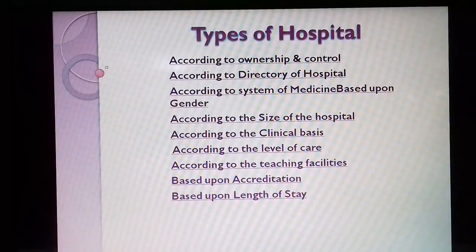Next is based upon accreditation. Hospitals can be accredited hospitals, meaning quality accreditation, or non-accredited hospitals. And based upon length of stay, hospitals can be acute care hospitals or chronic care hospitals.